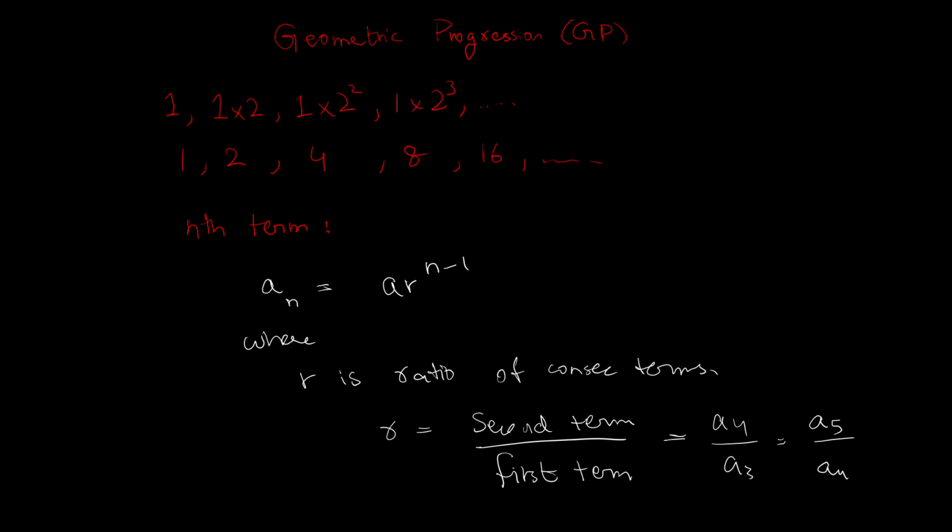Hence, in our particular example, let's take the third and the second term. So R equals to 4 over 2, which is equals to 2. You can see we'll get the same answer if you choose the fourth and the third term. So the ratio kind of remains same.